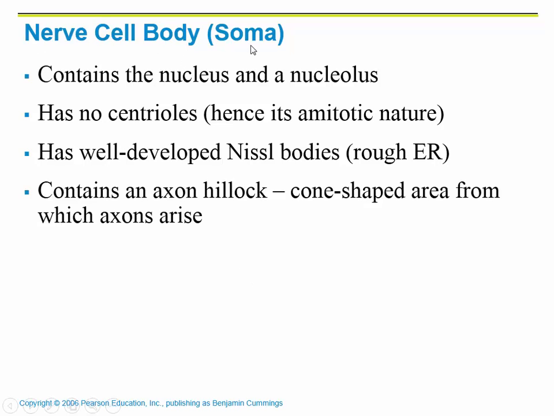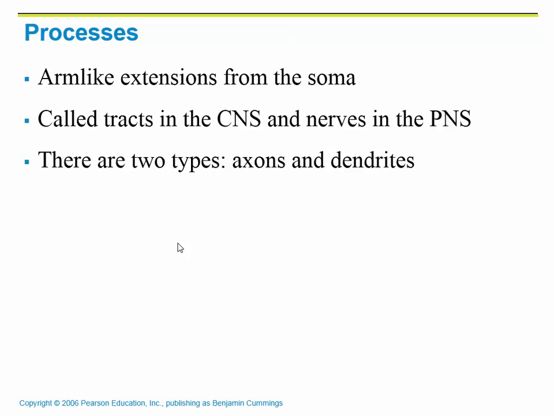Now, the nerve cell body or soma does contain the nucleus and nucleolus, just like any other cell. It does not have centrioles, and centrioles help with mitosis, if you can remember back in biology. So that's why they do not replicate or do not go through mitosis. And they have a lot of Nissl bodies, which is just another word for rough ER, and they contain an axon hillock. And what that is, is a cone-shaped area where the axon is going to start from and then go away from the cell body.